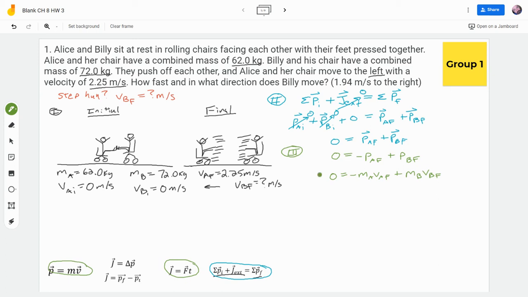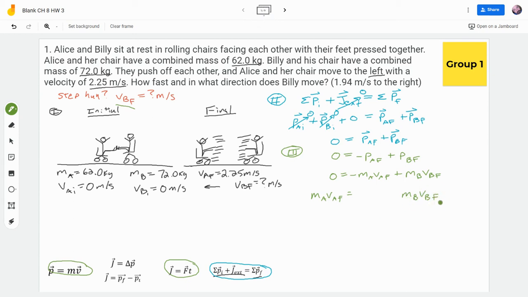So at this point, I've got 4 different variables. The one I'm looking for, remember, is V sub BF. So I've got to get V sub BF by itself. So the first thing I'm going to do is add M sub A times V sub AF to both sides. That will give me on the left M sub A, V sub AF. On the right, that just cancels, and I will end up with only M sub B, V sub BF.